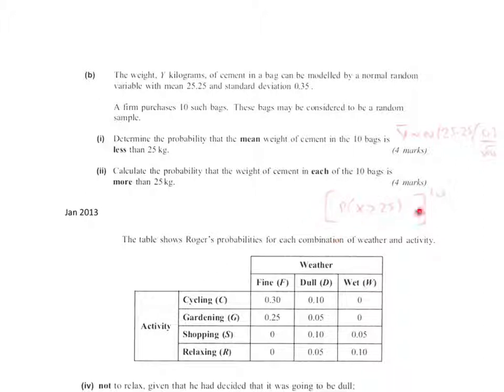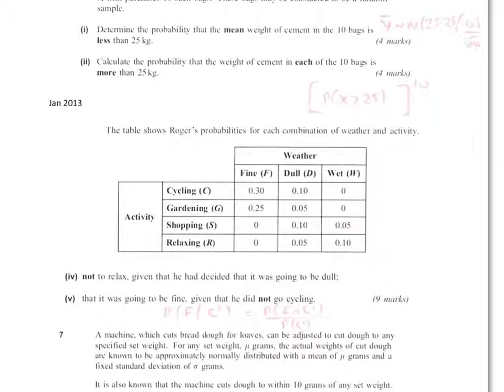So in that one, you use the normal distribution in part A to work out the probability of an individual bag being greater than 25, and then you do that to the power 10. In this question, which is based on a table, it's worth highlighting how to do a conditional probability.